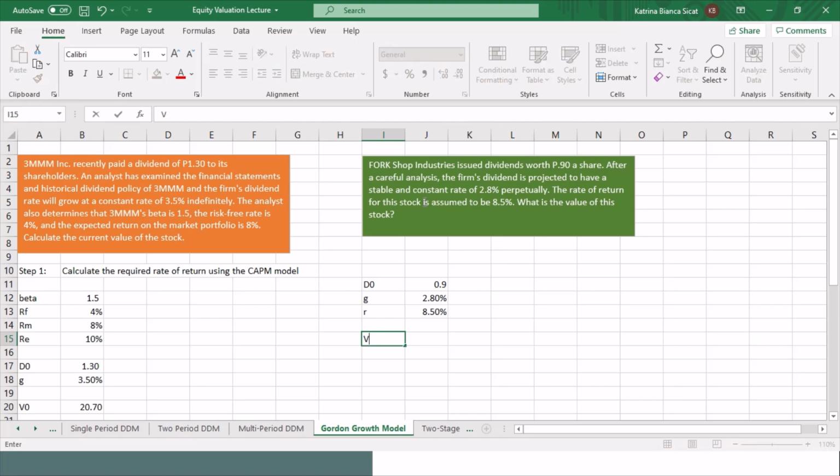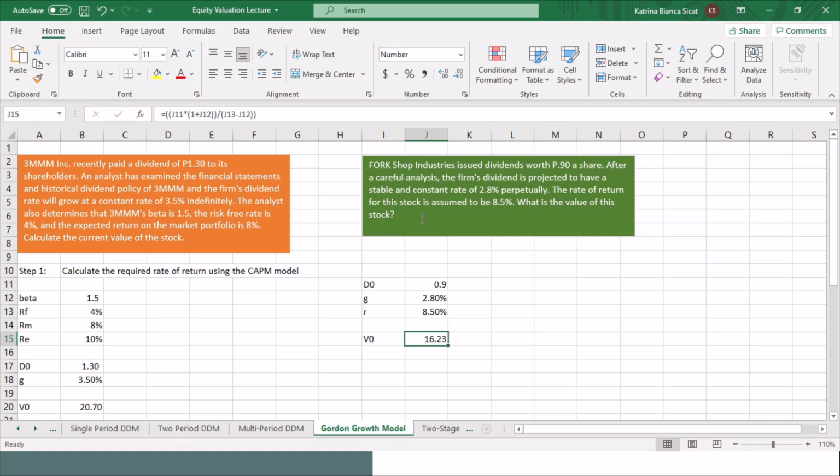Okay? So, for the intrinsic value, equals your dividend multiplied by 1 plus your growth rate, 2.8. Divided by your required rate of return minus growth rate. Okay. Ayan, para sure lang. Kasi gusto ko talaga nagkukulong ng parentheses. Answer would be 16.23. So that is the intrinsic value. That would be the share price of this particular stock.